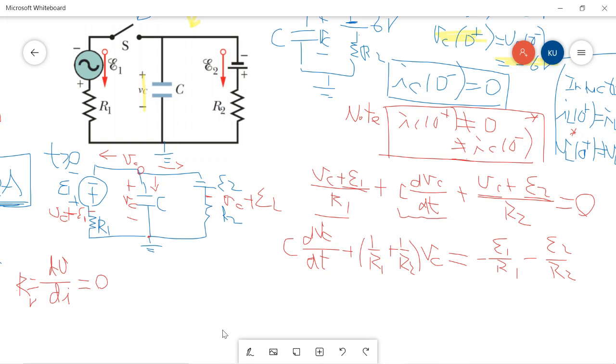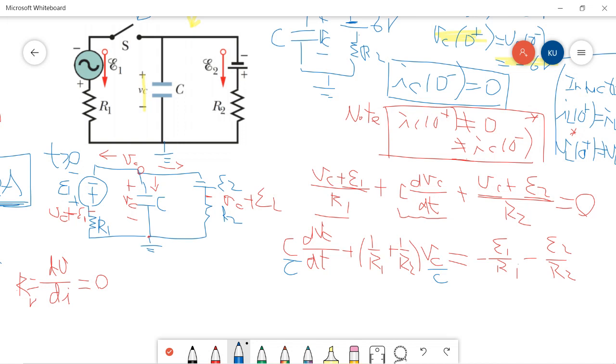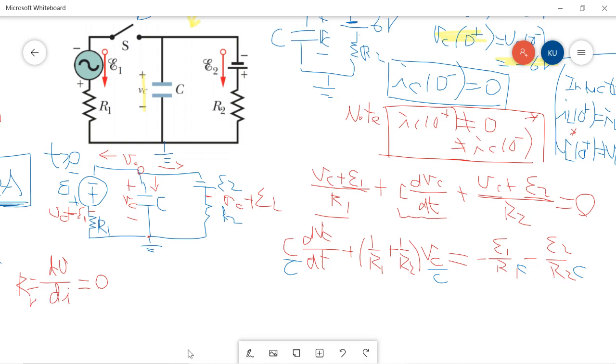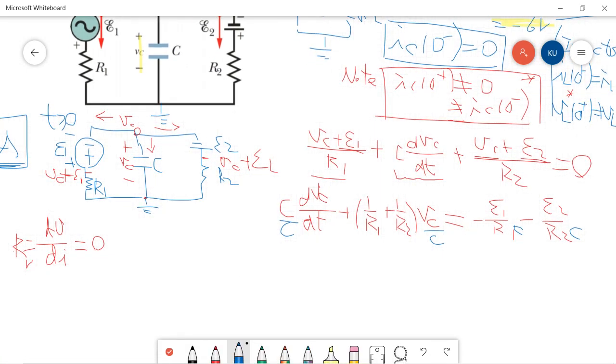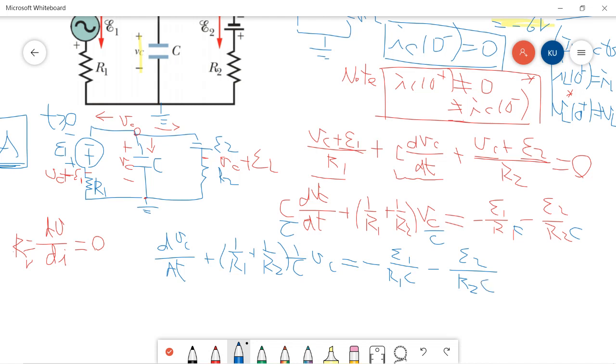And then we can just divide by C on both sides to normalize the coefficient for the highest derivative term, so that the ODE describing the circuit is something like this: dVC/dt plus the coefficient times VC equals minus E1 over R1C minus E2 over R2C, something like this.